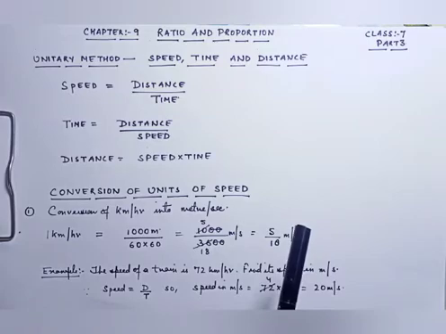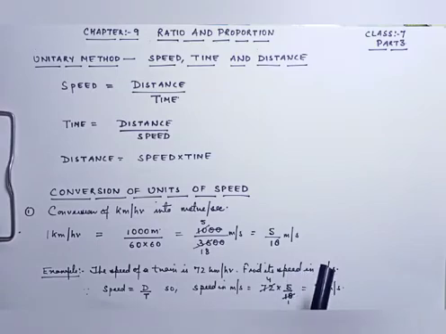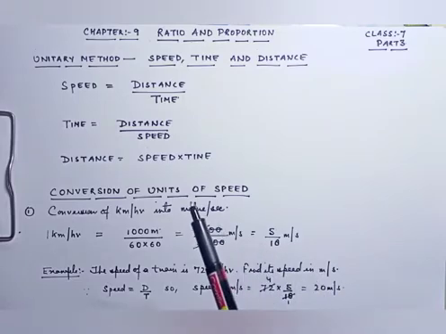Let us see one example. The speed of a train is 72 km per hour. Find its speed in meter per second. So speed over here is given as 72 km per hour. If I have to convert it into meter per second, simply I am going to multiply 72 by 5 upon 18. So I am going to get 20 meter per second. I hope the conversion as well as the example are very much clear to everyone.